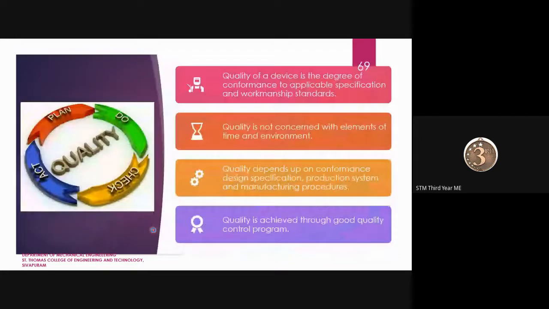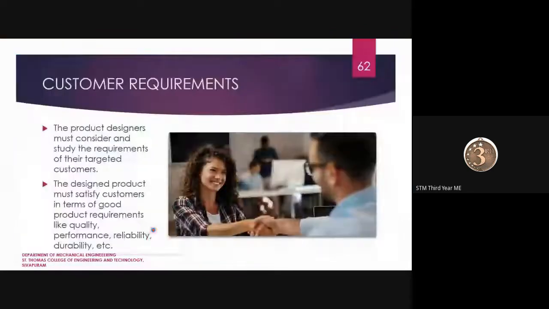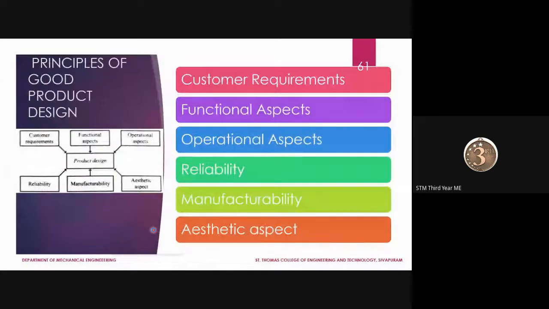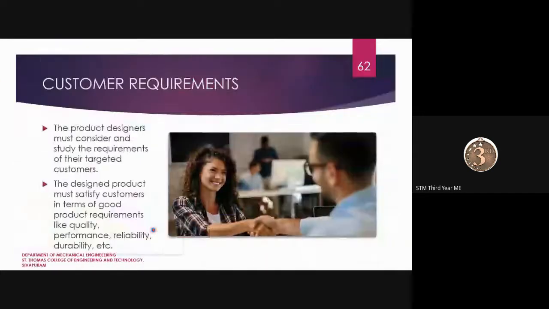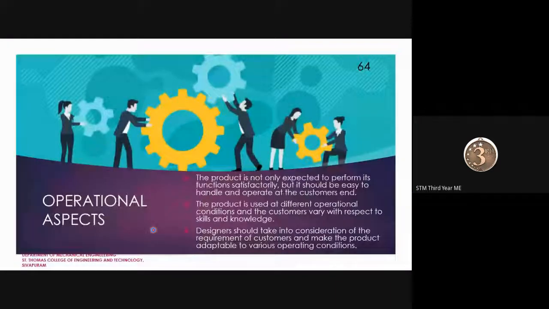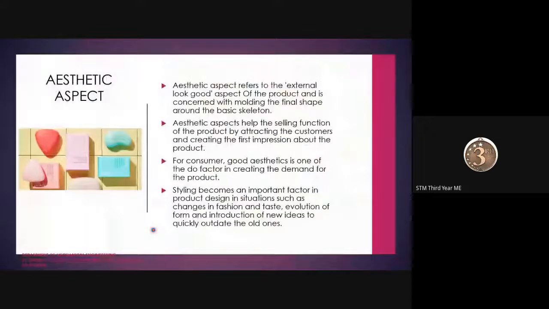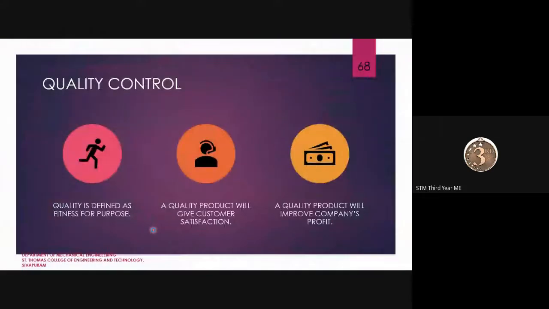So these are some of the factors or principles that are affecting good product design. The first one is customer requirements, then functional aspects, operational aspects, reliability, manufacturability, aesthetic aspect, and finally quality control. So these are some of the principles affecting good product design.